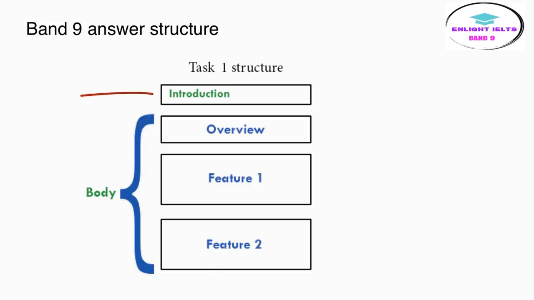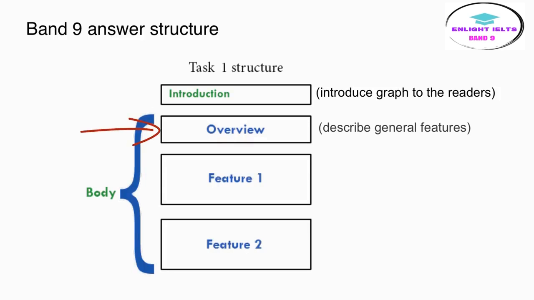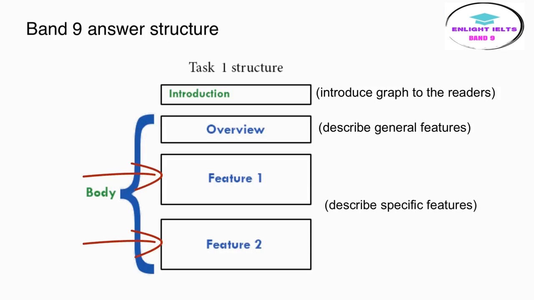Your first paragraph is an introduction. You should introduce your graph to the readers there. Your second paragraph is an overview. There, you should describe some general features of your diagram. After writing the overview, you should describe specific features of the diagram, each in a separate paragraph.